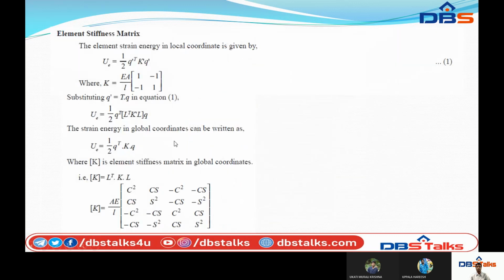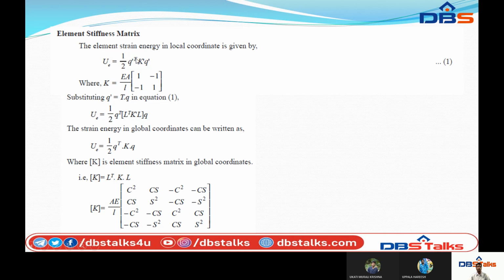After that, we are finding the element stiffness matrix for the truss element. We already know the strain energy equation for local coordinates: U for strain energy for a particular element equals half Q dash transpose K dash Q dash. We also know the stiffness matrix for the bar element, or one dimensional element, is AE by L times 1 minus 1, minus 1 1. Substituting Q dash, which equals the transformation matrix times the displacement vector Q.